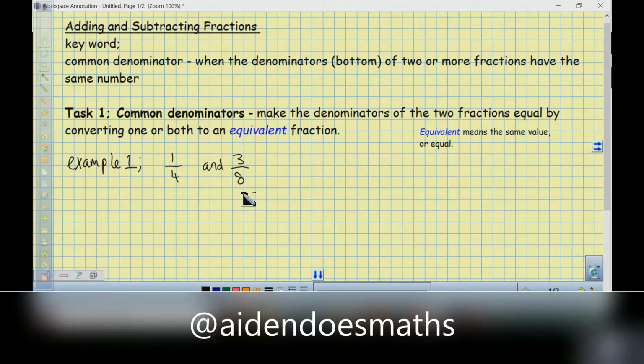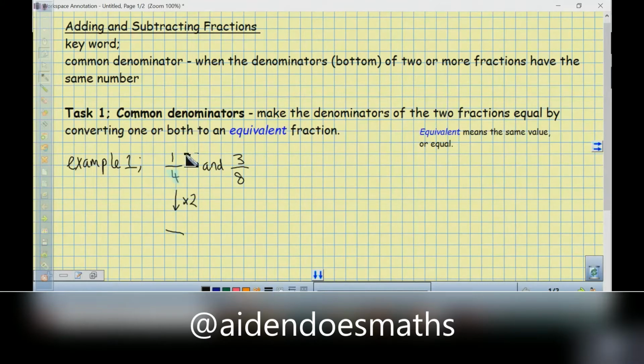So the first thing we need to think about, can we make this 4 here the same as the other one? So we're going to look at the smaller number. Can we make it the same as the bigger number? And actually for this one, we know that 4 does go into 8, don't we? So how many times does 4 go into 8? Think about your 4 times tables. 4, 8, that's 2 times 4.